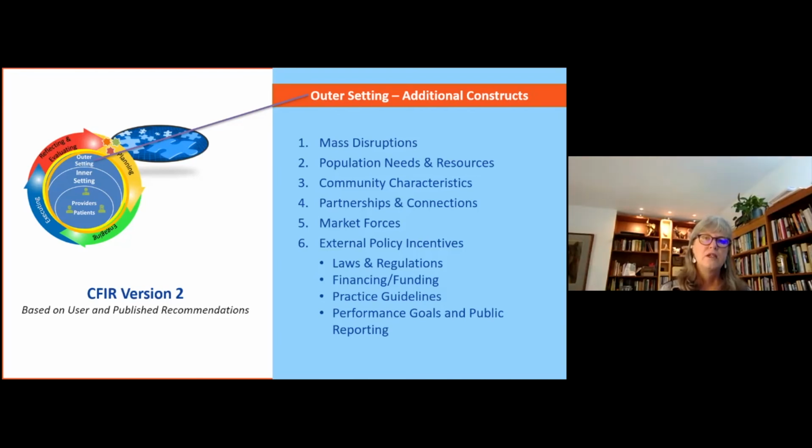We had a construct called external policy and incentives, which was a catch-all kitchen sink kind of construct because we didn't have a lot to go on when we first developed the CFIR. But now we're going to explicate this much better and recognize the important role of laws and regulations, funding sources, practice guidelines, and performance goals and public reporting.